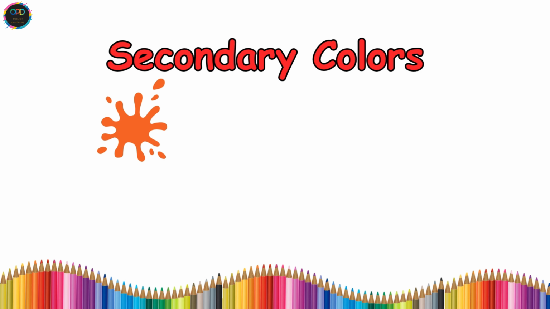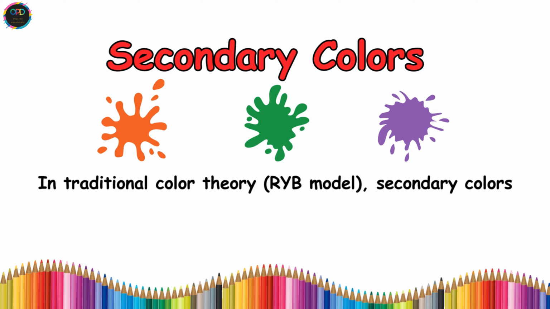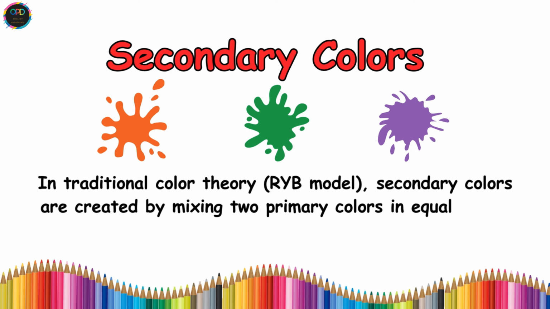Secondary colors. In traditional color theory, RYB model, secondary colors are created by mixing two primary colors in equal parts. These colors include orange, green, and purple.